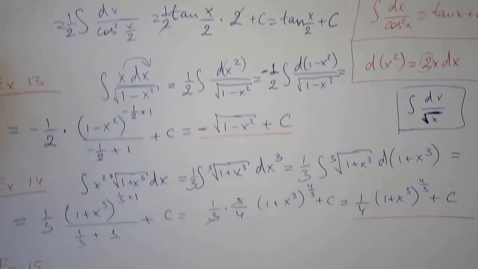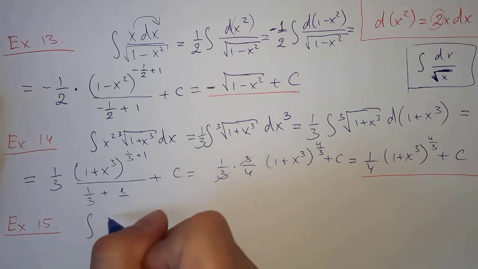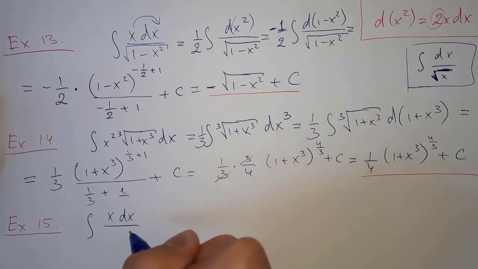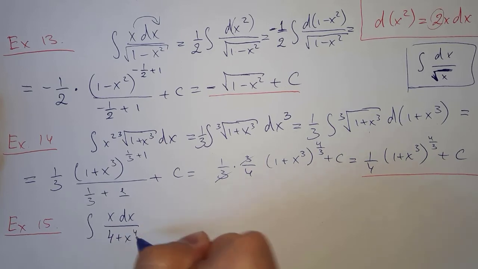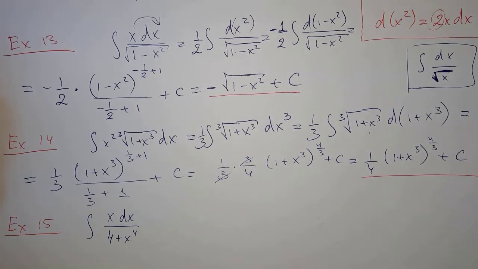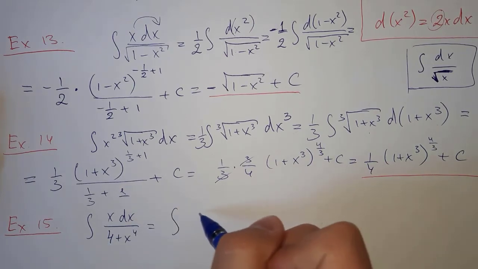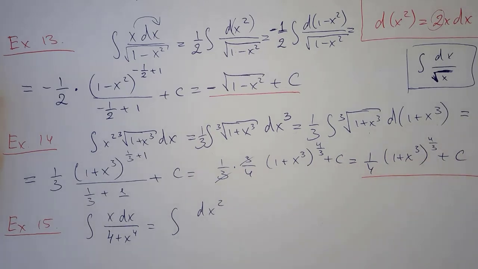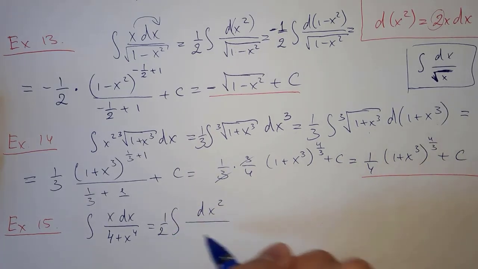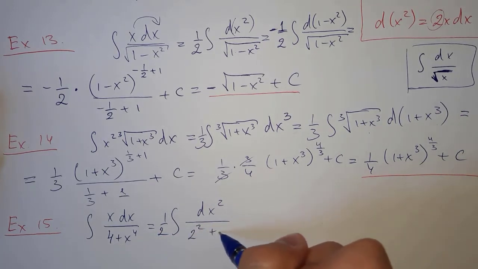So now we will consider the next example: the integral of x dx over 4 plus x to the fourth degree. And here also, look, this is x, and we can write this x in the differential, and it will be d of x squared, and of course 1 over 2 here. And now the denominator we can write as 2 squared plus x squared squared.